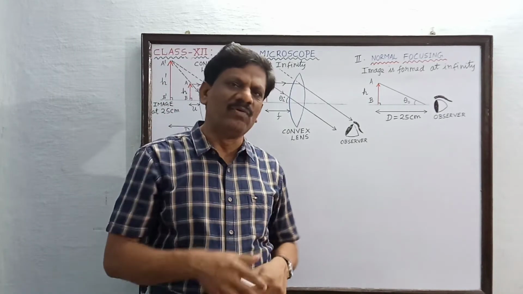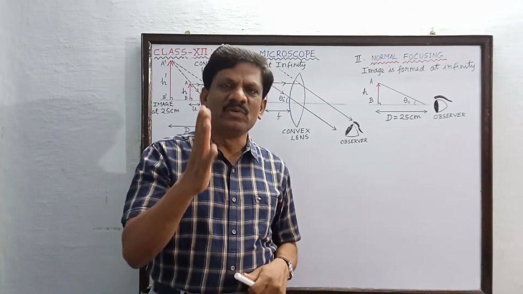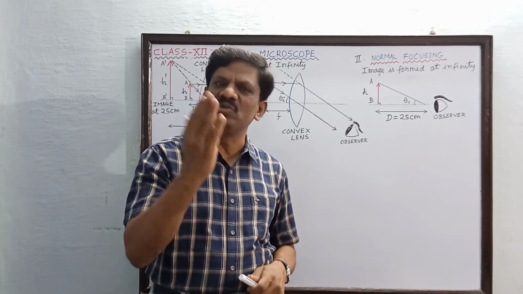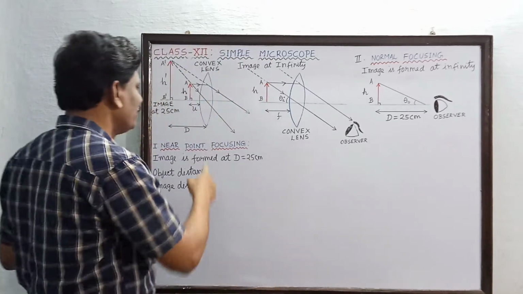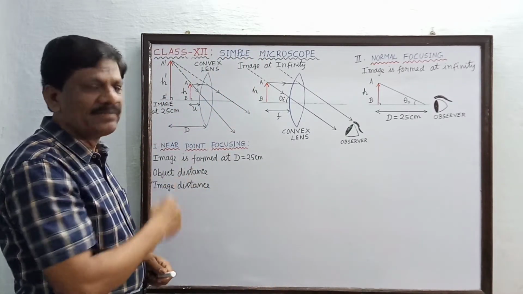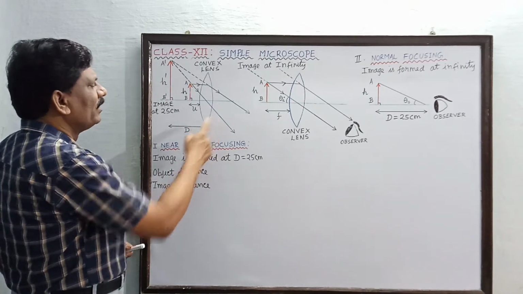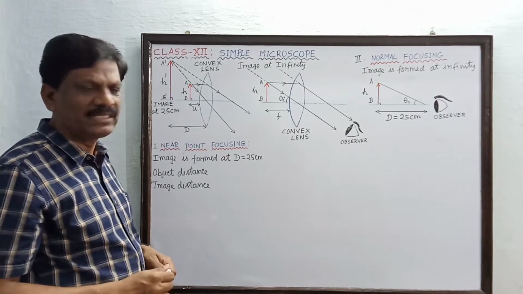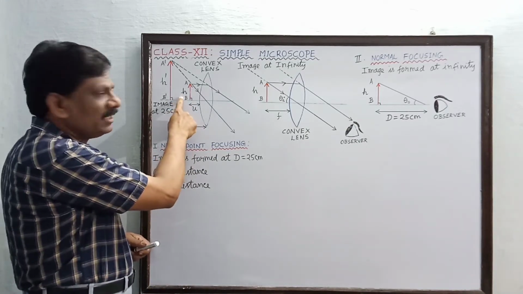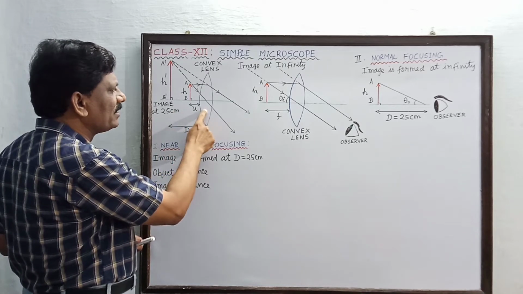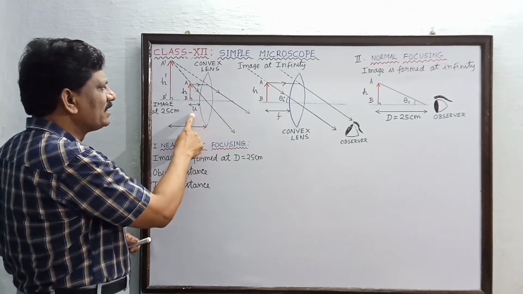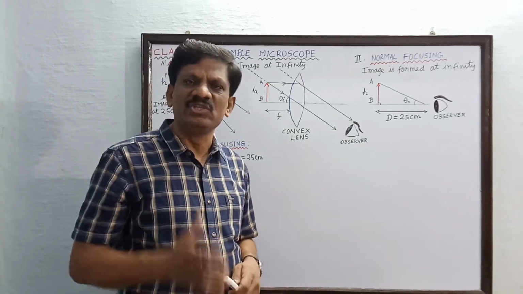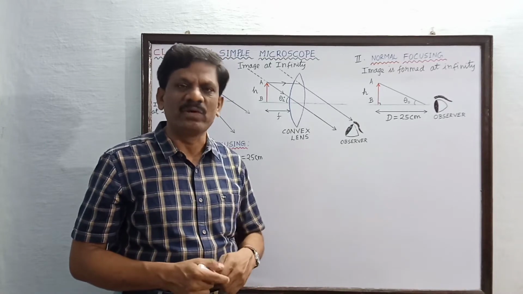In near point focusing, I should get the image at 25 centimeter. The image of the object should be at 25 centimeter. You can see the relevant diagram for this near point focusing. This AB is an object. It is a linear object of height h. It is placed in front of this convex lens at a distance u, that is the object distance. It should be less than the focal length.